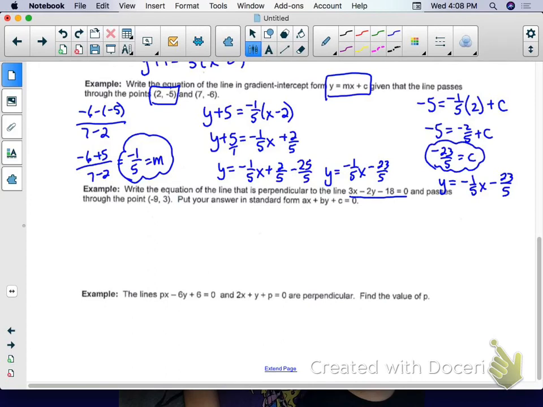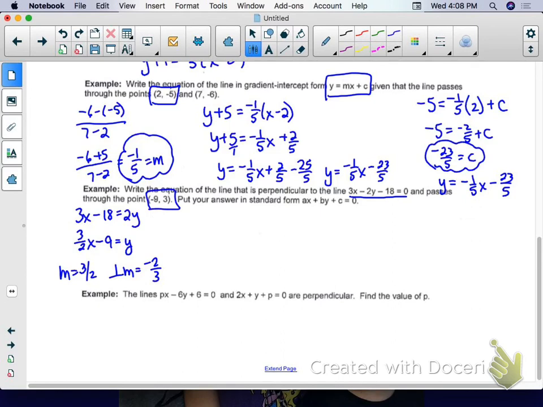Let's make it equal to y. 3x minus 18 is equal to 2y. So I move the y to the other side. Divide everything by 2. 3/2 x minus 9 is equal to y. So my slope is 3/2. Well, but I want a perpendicular slope. So my perpendicular slope would be -2/3. Okay. So now, there's my slope, there's my point.